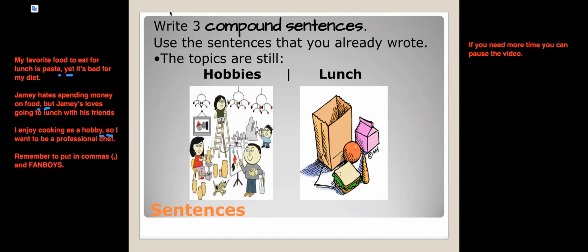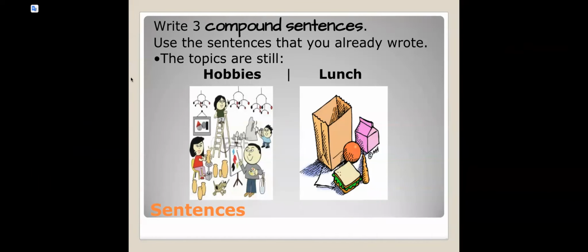Comma and FANBOYS. And both sentences have a subject. My favorite food to eat for lunch, and "it." Jamie, sorry, Jamie loves. And let's see: I enjoy cooking as a hobby. So "I" and "Jamie" are subjects. My favorite food to eat for lunch and "it," those are all the subjects. So hopefully your compound sentences look something like that.